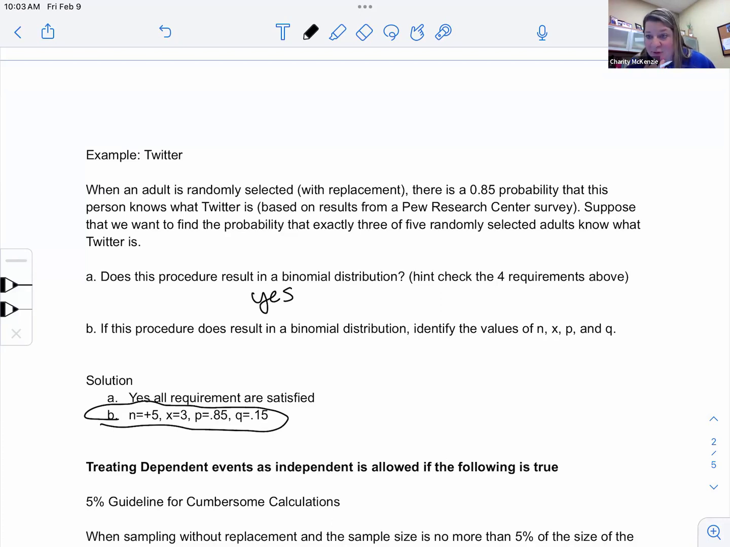It is 85% or 0.85. So the probability of not knowing is 0.15. This one is 1 minus p. These always add to 1 because you only have 2 options, right? You either know Twitter or you don't. Probability for, probability against. Okay, so some of your homework problems will look like that.